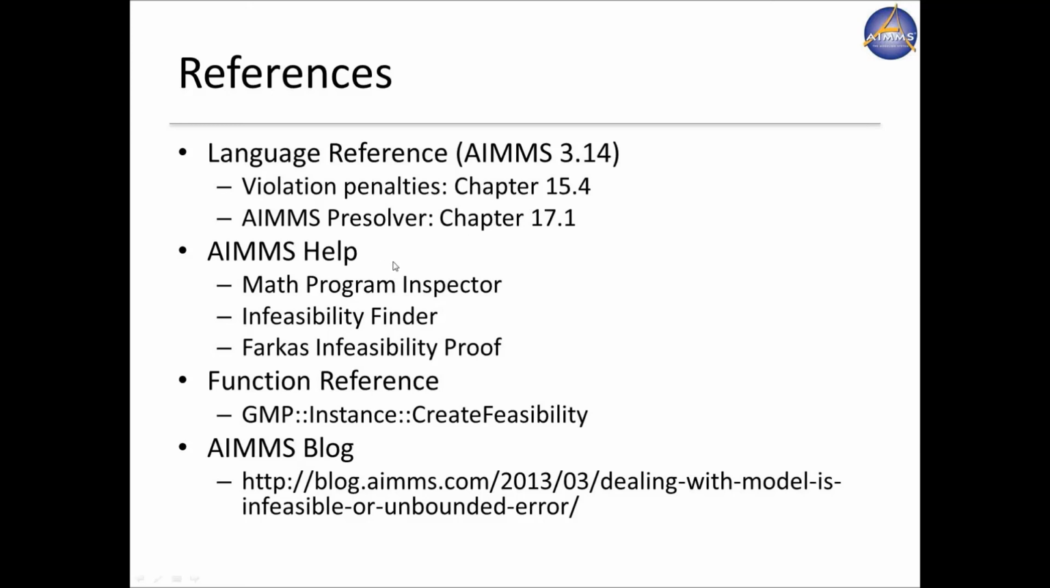In the AIMMS help you can find more information about the Math Program Inspector, also about the Infeasibility Finder, and also about the Farkas infeasibility proof. The function reference gives you some information about the GMP instance create feasibility function, which can also be used with access variables. And finally, last year there was a blog post on the AIMMS blog about dealing with models that are infeasible or unbounded, like we've seen in the beginning, where we said that the problem was infeasible or unbounded. That blog post contains also some of the information presented here. So that's the end of the presentation.